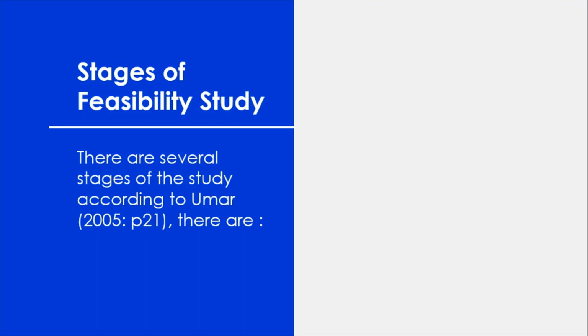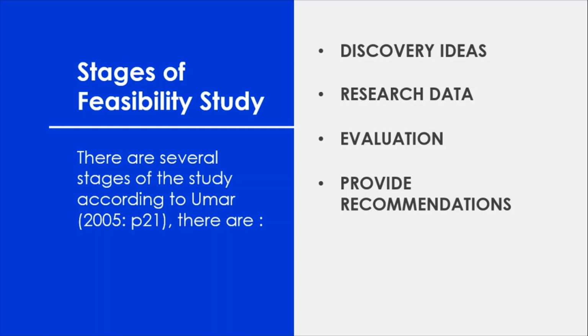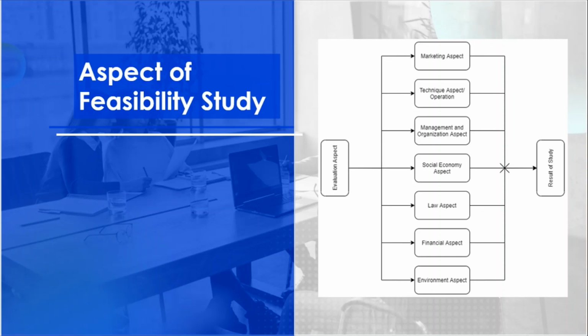Stages of feasibility study. There are several stages of the study according to Umar. They are discovery ideas, research data, evaluation, provide recommendations, implementation planning, and last is implementation. And here is the aspect of feasibility study.